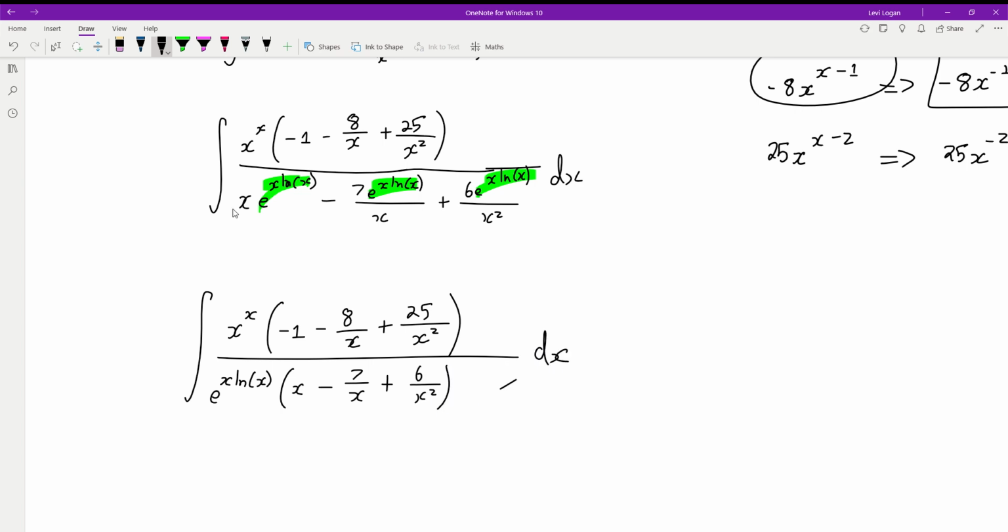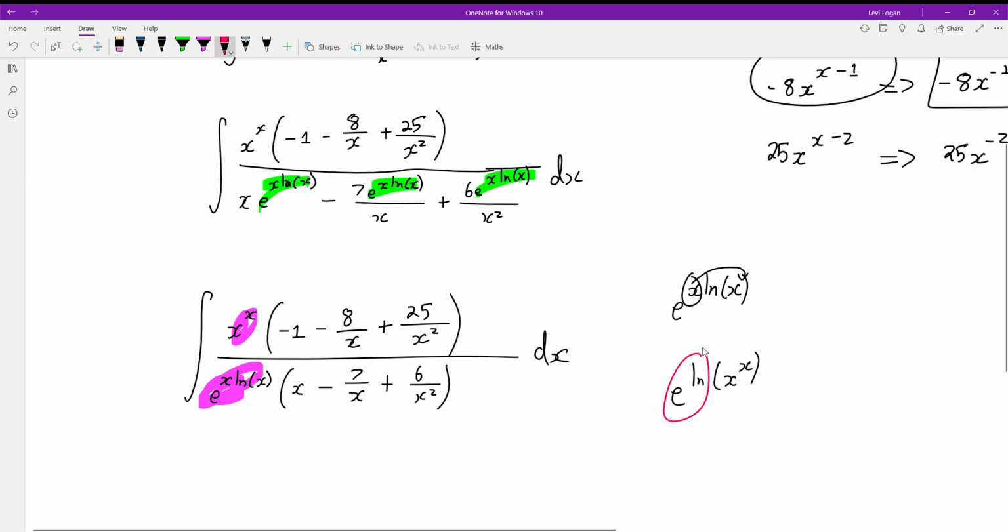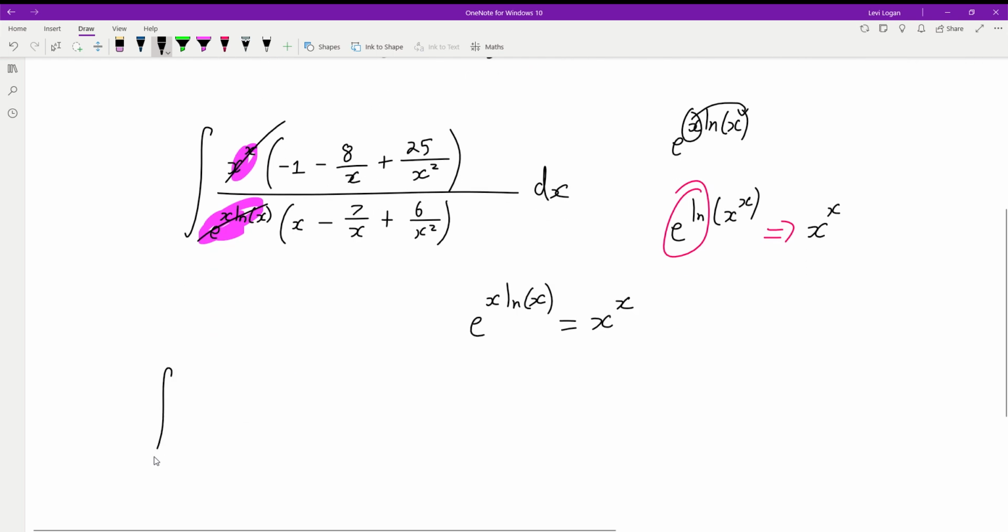Now here's the really cool part. Let's take a look at these guys right here. If you have e to the x log of x, you can bring this x up here, can't you? So you have e to the log of x, to the power of x. These two will cancel out because they're inverses of each other. So that turns into pretty much whatever's left in here, which is x to the power of x. So e to the power of x log of x is the same as x to the power of x. So what we can actually do is cancel those guys out. So all we're left with is this following integral.